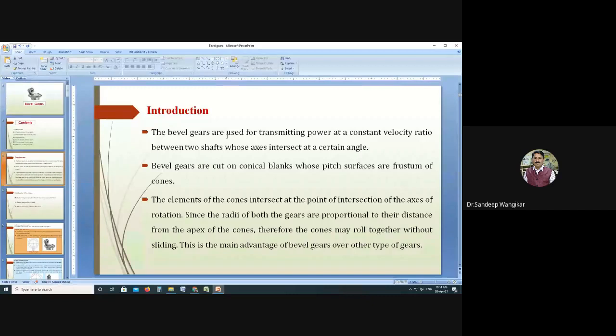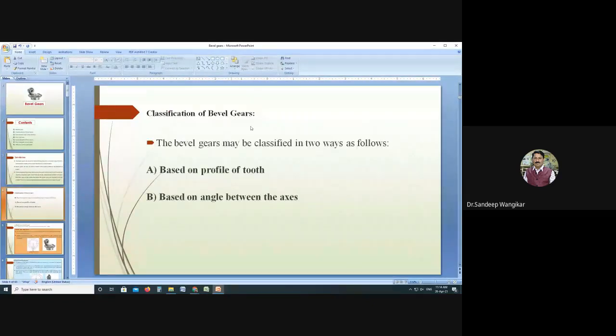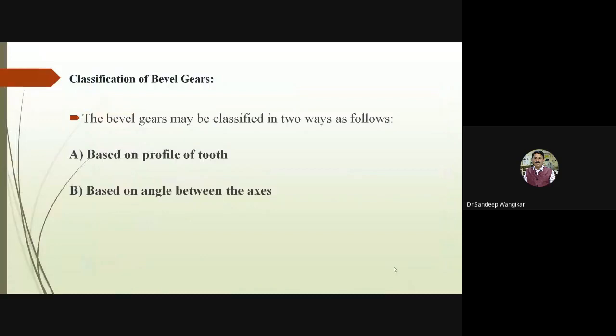Now classification of bevel gear. The bevel gears may be classified in two ways. First, based on the profile of the tooth, and second, based on angle between the axes. So let us see what are the different types based on the profile of the tooth under category A, and what are different types based on the angle between the axes under category B.